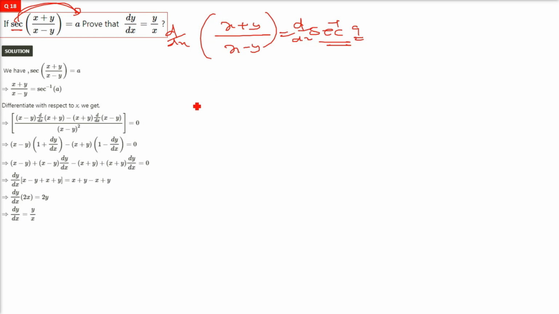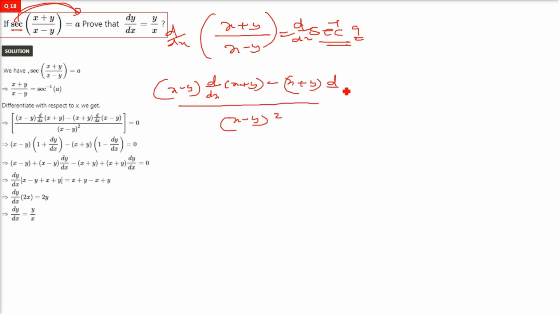D by dx of both the sides. So simple is, see, x minus y whole square. Now x minus y d by dx of x plus y minus x plus y and d by dx of x minus y. Right hand side absolute 0. X plus y differentiation is what? 1 plus dy by dx. X minus y differentiation is what? 1 minus dy by dx. Okay. So we have this x minus y.